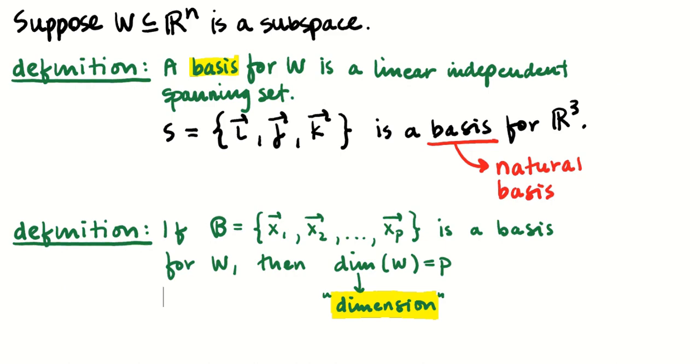Right, now I want to talk about dimension. If B = {x1, x2, all the way through xp} is a basis for subspace W, then we'll say that the dimension of W is equal to p. The dimension is the number of vectors in a basis for that subspace. This is definitely the definition of dimension that we want to use. Dimension is still exactly what you expect it to be. The dimension of a plane is going to be 2. The dimension of a line is going to be 1. The dimension of R5 is 5.